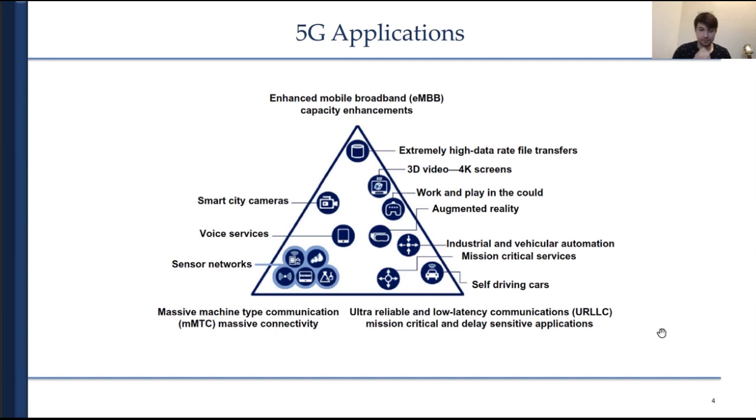So basically, the applications pertaining to these three different use cases are shown in this triangle. The first one was eMBB, and we say that we will have extremely high data rate file transfers, 3D video, 4K screens, and for URLLC we will have something like self-driving cars, mission-critical services, and industrial and vehicular automation, whereas for mMTC, we expect to have big sensor networks or IoT.